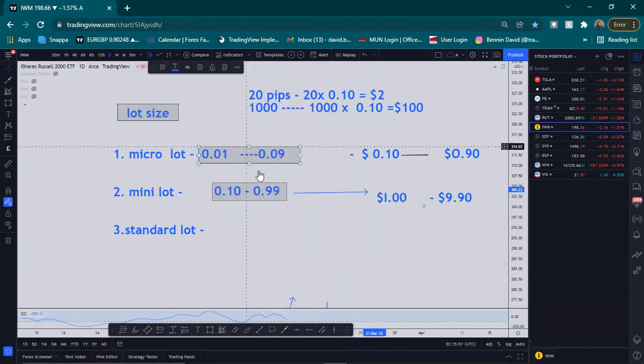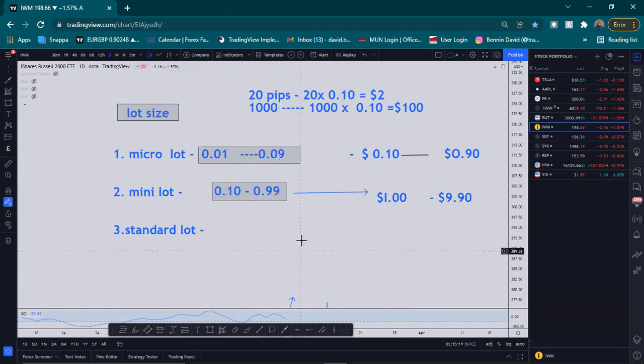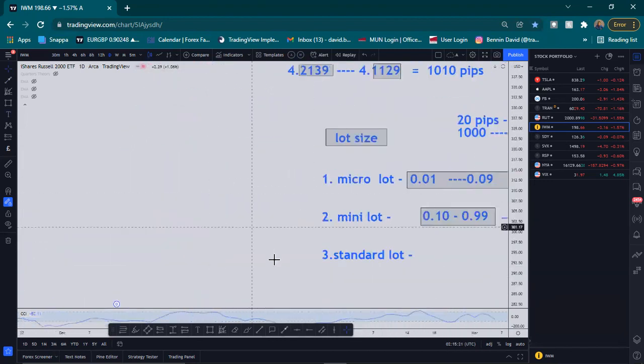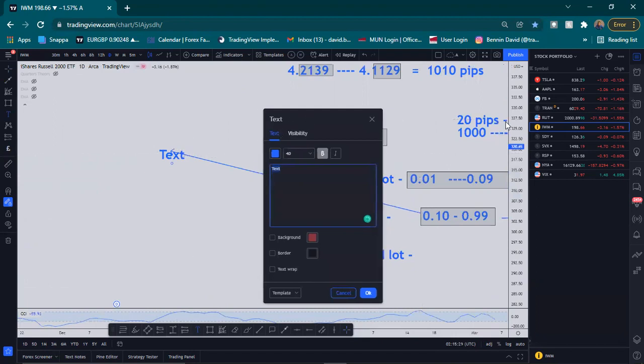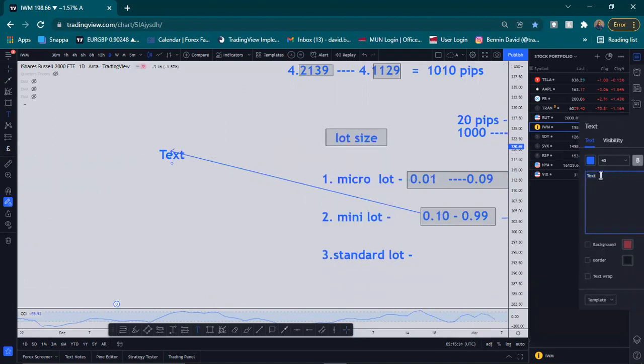Right. So as I said, for micro this is a range from 0.01 to 0.09. This is also from 0.10 to 0.99. So what it means is there are a lot of values in between. So you have, it's from 0.10.